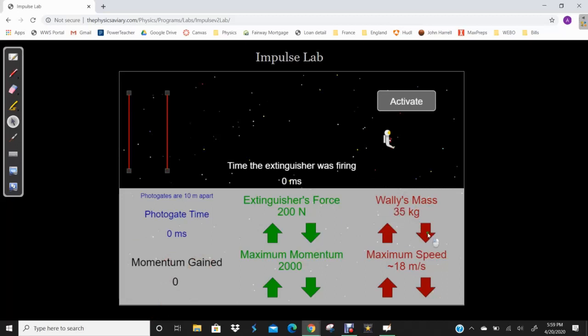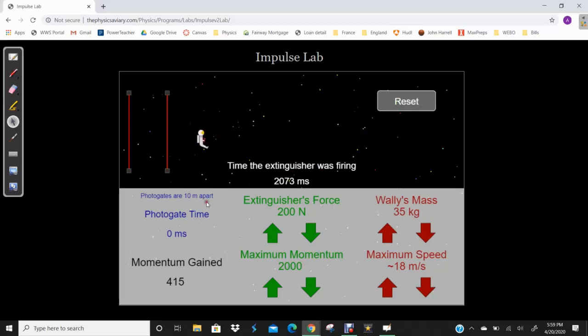So let me just start right here with Wally's mass at 35 kilograms. We'll leave the force at 200. Let's try this, I'll fire the fire extinguisher for 2 seconds. Okay, so pretty close there.